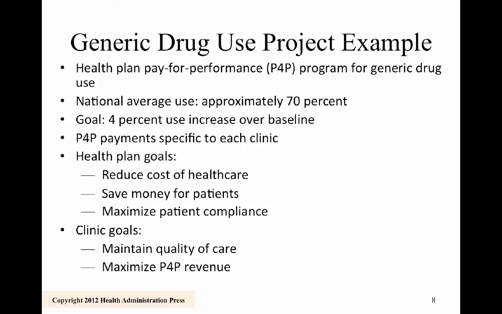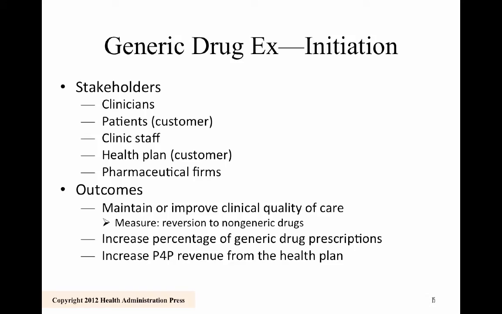Okay, so I'm going to refer to this generic drug use project example. I didn't ask you to read the text or require it, but this was an example in the Health Administration Press from 2012. In this generic drug use project example, they have a pay-for-performance program for generic drug use. The national average use is 70%. The goal for this organization is a 4% use increase over what they had prior to this project, or in other words, baseline. Pay-for-performance payments are specific to each clinic, and then they have some goals.